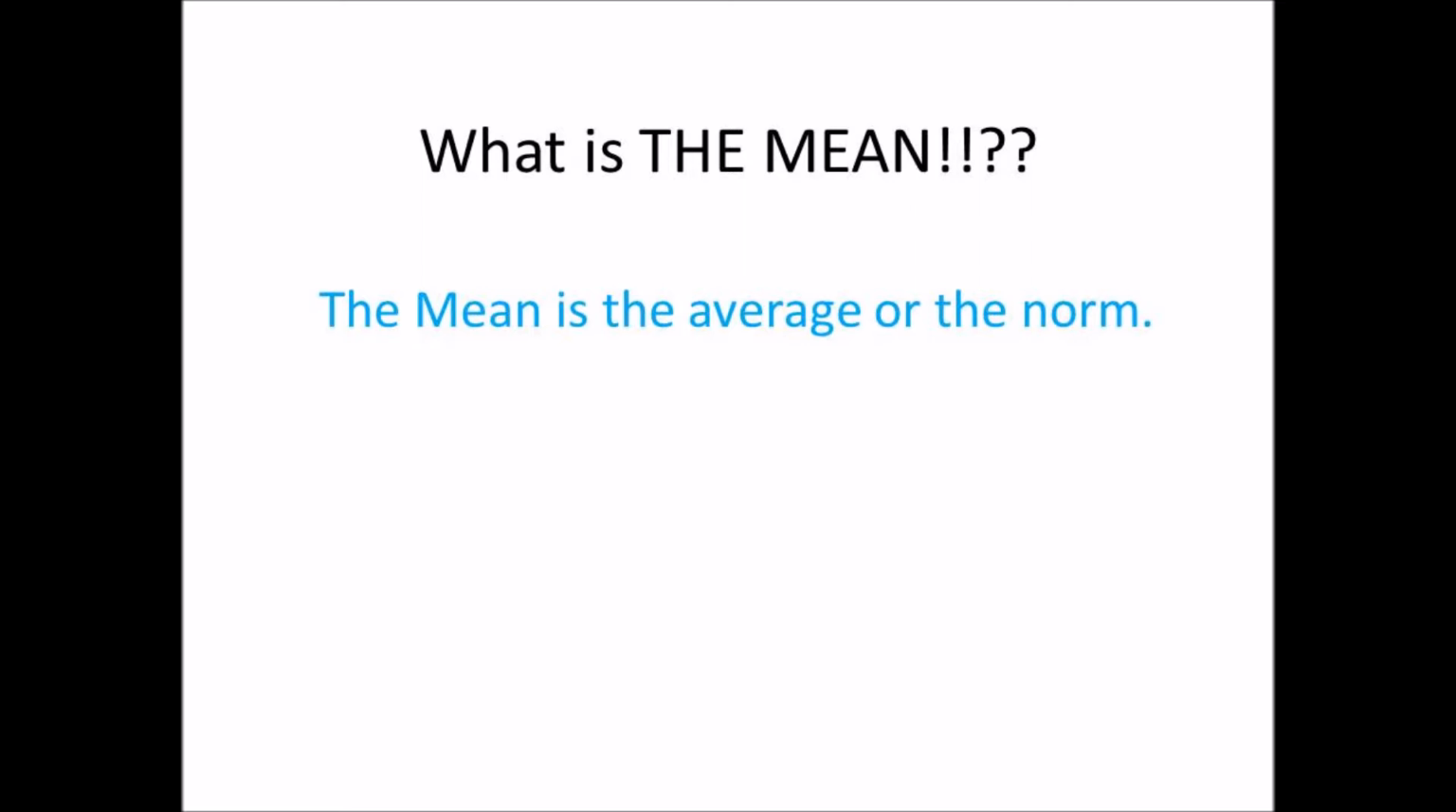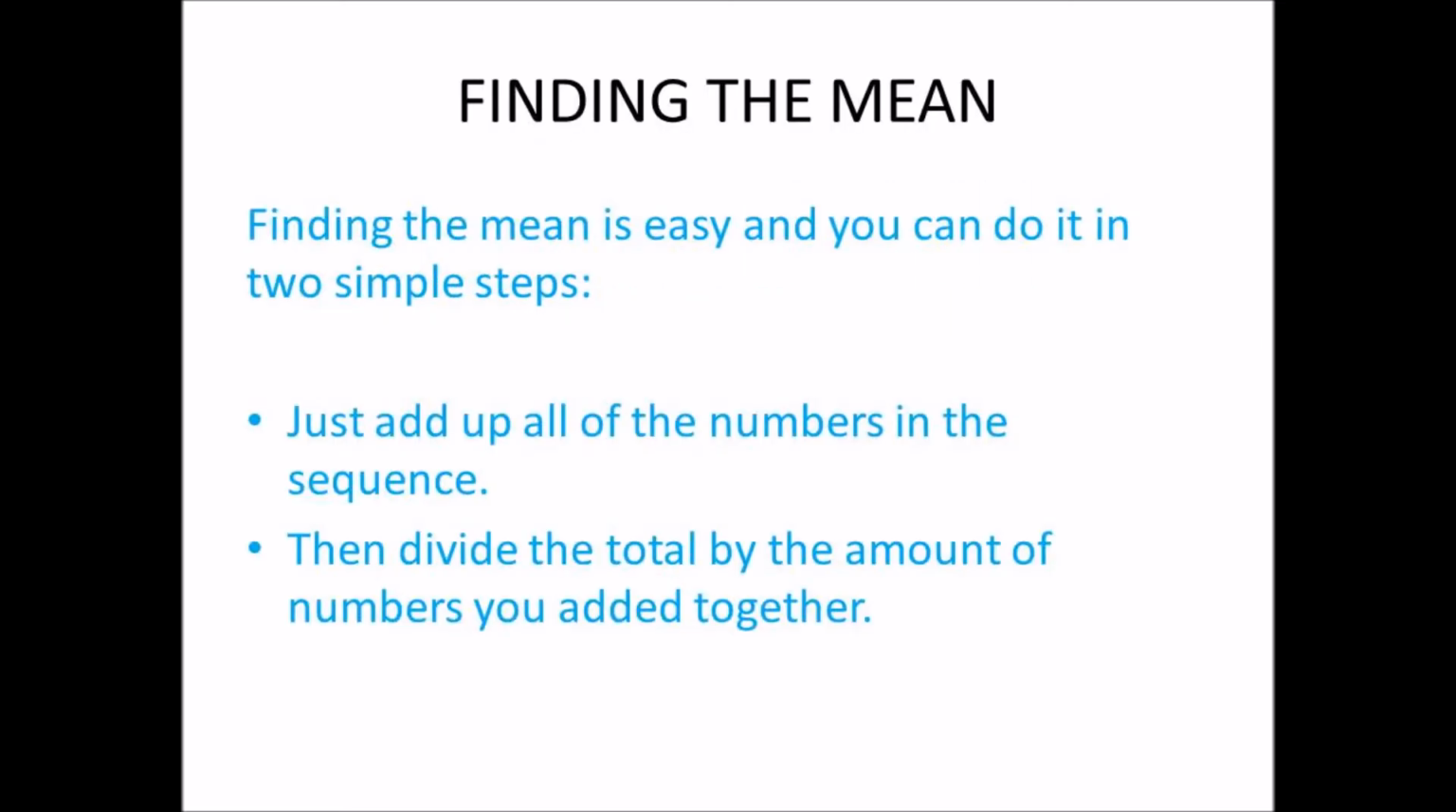What is the mean? The mean is the average of a norm. Finding the mean is easy, and you can do it in 2 simple steps. Just add up all the numbers in the sequence. Then divide the total by the amount of numbers you added together.